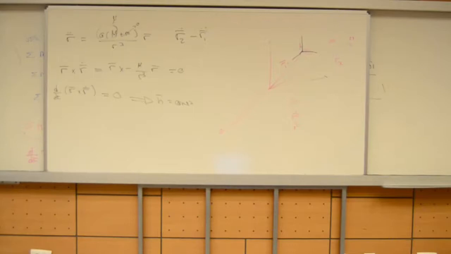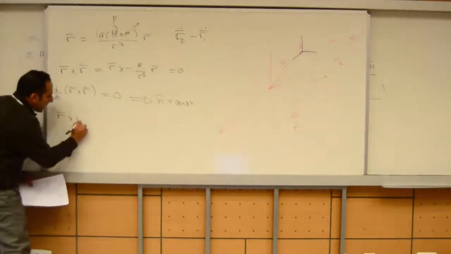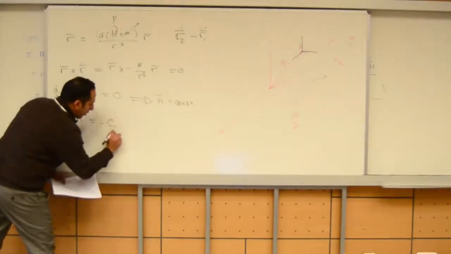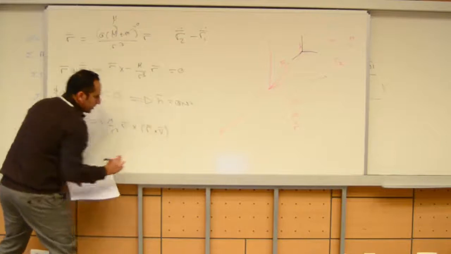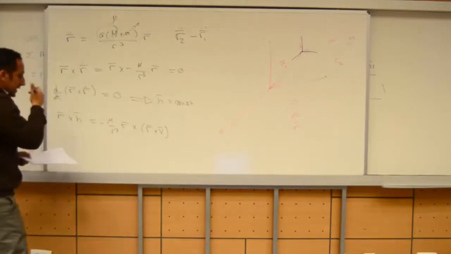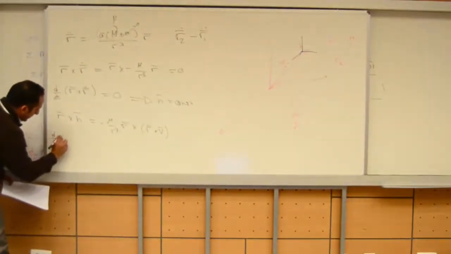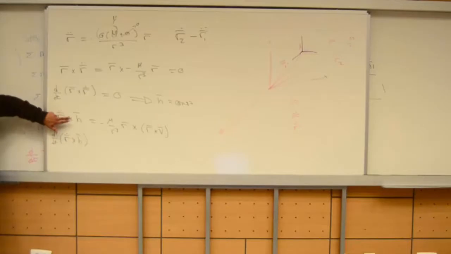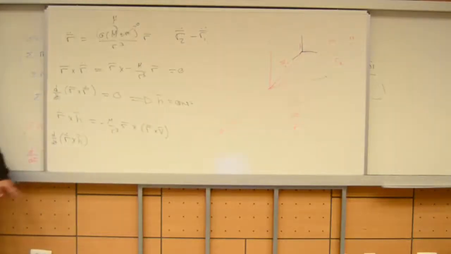I'm going to take the r double dot equation one more time and cross multiply that with the angular momentum vector. Again, this is equal to negative mu over r cubed, r crossed with angular momentum, which is r crossed with v. There's an identity here that I'm going to use. First, let me rewrite this as d by dt of r dot crossed with h, because this is r double dot crossed with h, plus r dot crossed with h dot, and since h is constant, h dot is 0. So this is equivalent to that.